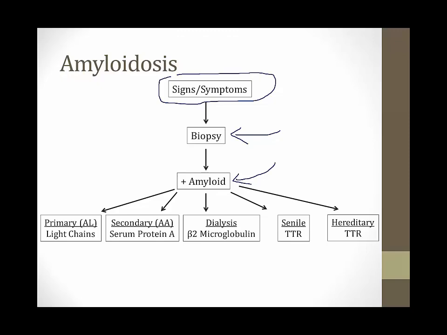Once you identify that amyloid is building up, you then need to figure out which type of amyloid the patient has. In primary amyloidosis, the amyloid is formed by light chains. In secondary amyloidosis, it's formed by serum amyloid A protein. In dialysis, it's formed by beta-2 microglobulin. And then there are two forms of amyloid where transthyretin forms amyloid buildup. One is called the senile form. That's caused by normal transthyretin. The other is the hereditary form caused by a mutant version of transthyretin. And that concludes our module on amyloidosis.